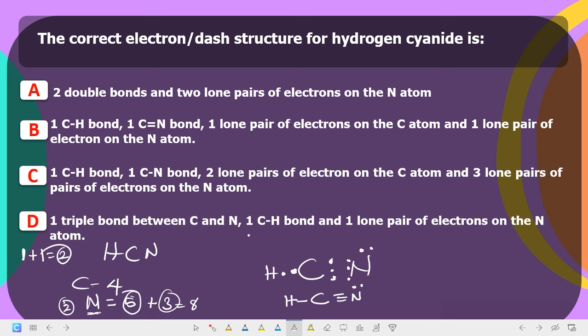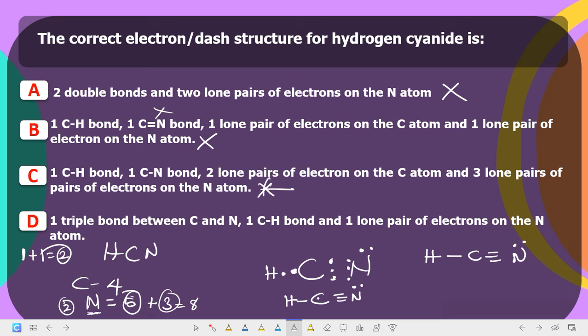So how would you explain this? You can say that this is H, C triple bond N with a lone pair of electrons. Now, you have 2 double bonds. There's nothing like a double bond here, so this is wrong. 1 carbon-hydrogen bond, 1 carbon double bond nitrogen. This is wrong. There's nothing like a double bond between carbon and nitrogen. 1 carbon-hydrogen bond, 1 carbon-nitrogen bond. There's nothing like a single carbon-nitrogen bond.